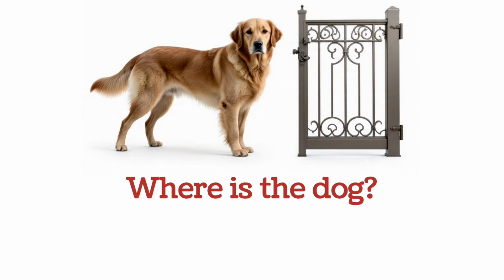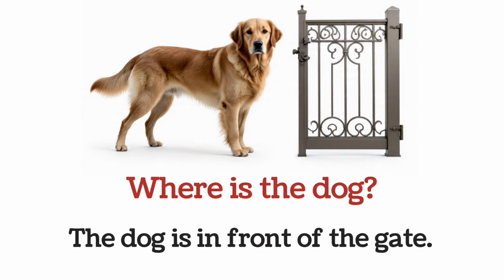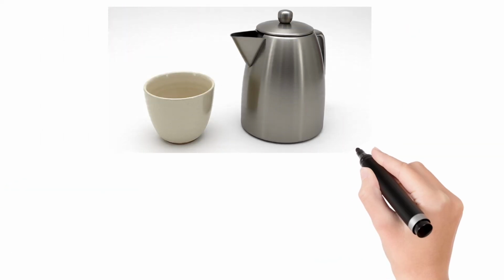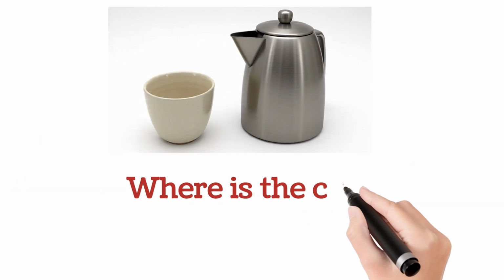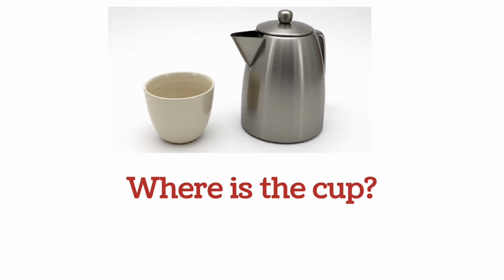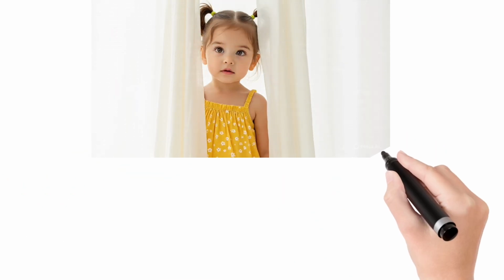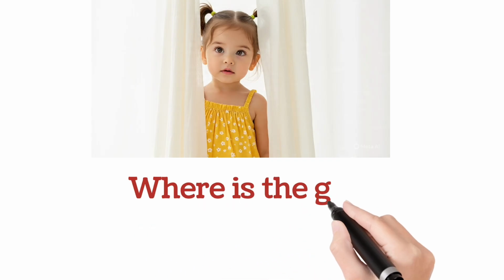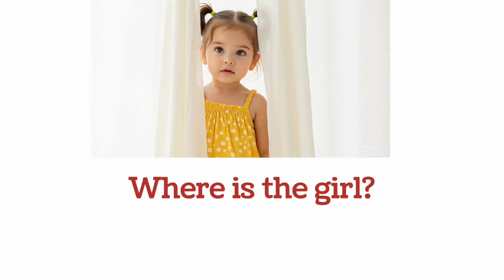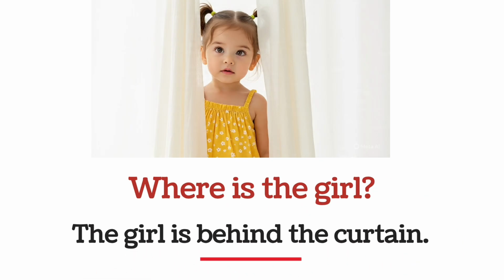Where is the dog? The dog is in front of the gate. Where is the cup? The cup is near the kettle. Where is the girl? The girl is behind the curtain.